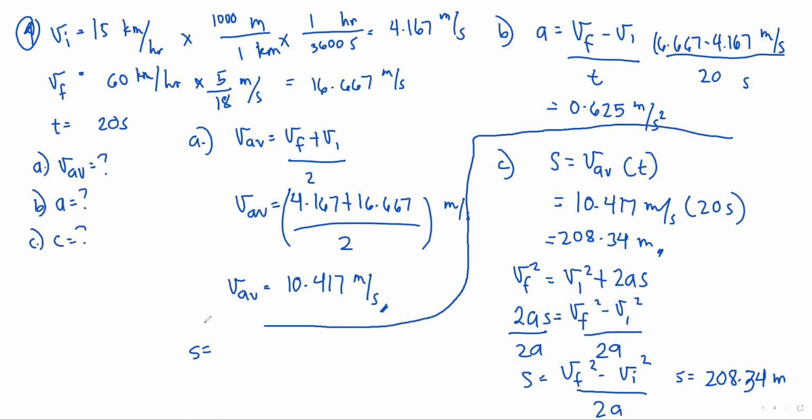Next, our last formula: S is equal to initial velocity multiplied by time plus 1/2 acceleration multiplied by time squared. So, S is equal to 4.167 multiplied by 20 plus 1/2 times 0.625 multiplied by 20 squared. The final answer is the same, 208.34 meters. I'm just showing you, guys, that any of the three works.